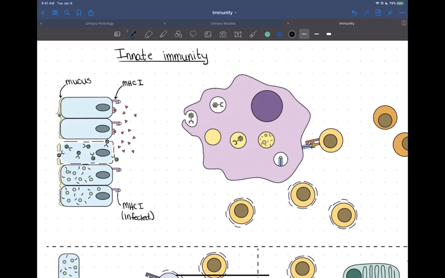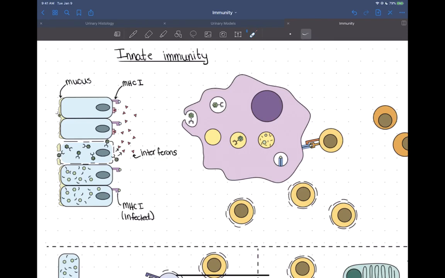Another part of the innate immune system that we mentioned is that when these cells are infected with a virus, as a last-ditch effort, they release chemicals called interferons. That interferon goes and binds to neighboring cells that have not been infected and helps protect them so that they don't become infected.